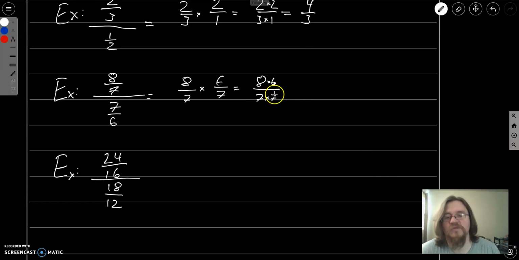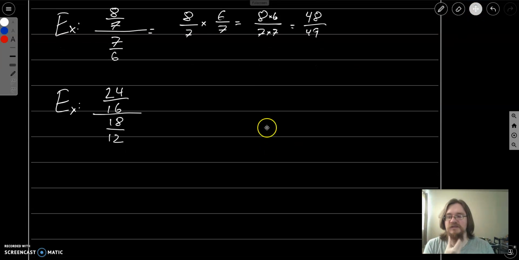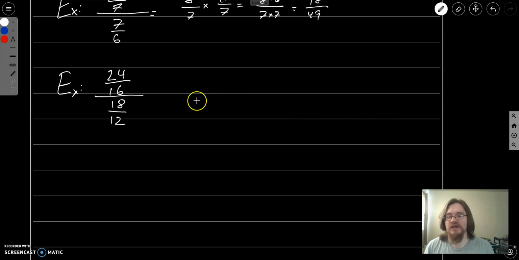On the bottom, we only have 7's, so the only way that I could reduce this fraction is if I could find a 7 on top. Well, 8 isn't divisible by 7, can't divide 6 by 7. There's no 7's on top, so I can't cancel anything on top with anything on bottom. So 8 times 6 will be 48. 7 times 7 will be 49. So 48/49.